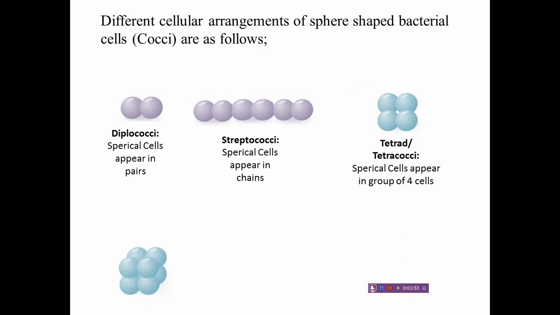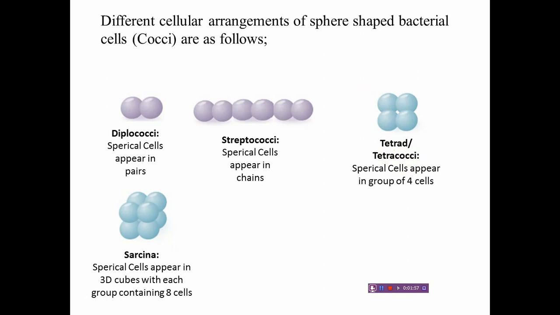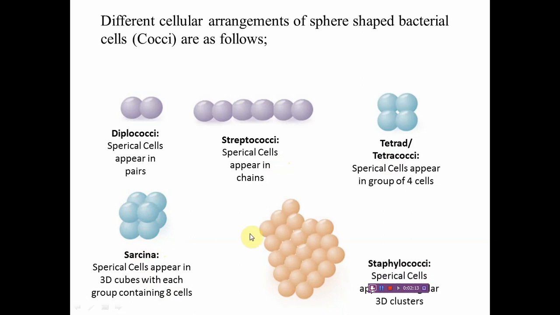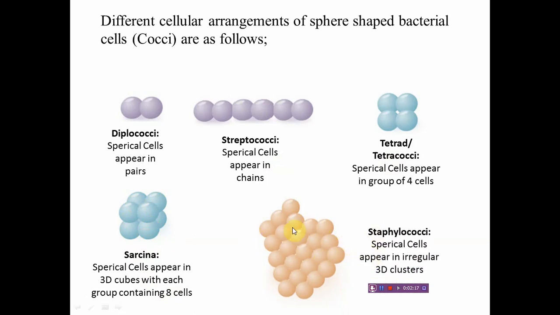Sometimes the cells, they exist as a group containing 8 cells per group. This is the three-dimensional cube arrangement of cells in which 8 cells are present per cube. Example, Sarcina ventriculi. Sometimes the cell exists in irregular sized clusters. These are 3D clusters containing not fixed cell number.